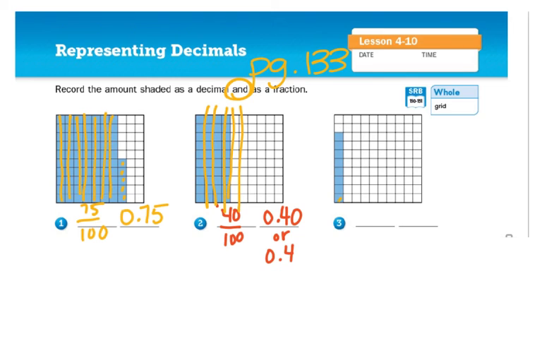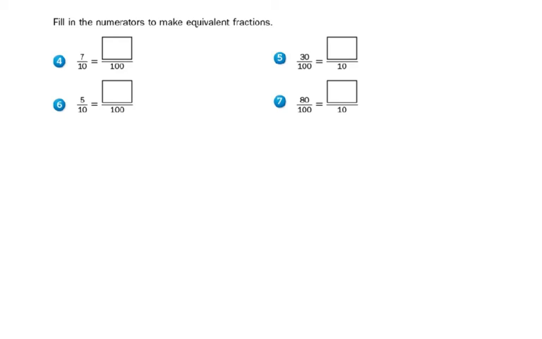And number 3, 1, 2, 3, 4, 5, 6, 7, 8. 8 hundredths. And remember, we need to make sure the 8 ends in the hundredths place. Number 4, fill in the numerators, which is the top part of the fraction, to make equivalent fractions. So here they multiplied by 10 on the bottom, so we multiply by 10 on the top. So 7 tenths is the same as 70 hundredths.